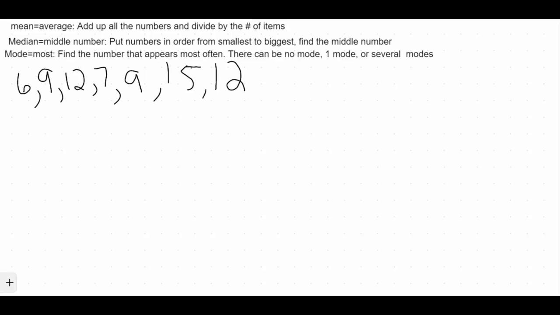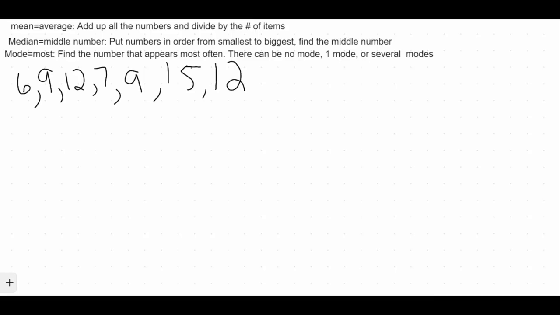Mean tends to be the most common one that most people have heard of. Mean is the same thing as taking the average of a set of numbers. So essentially when you're taking the average, when you're taking the mean of a set of numbers, what you have to do mathematically is you have to add up all the numbers and divide by how many numbers you have.